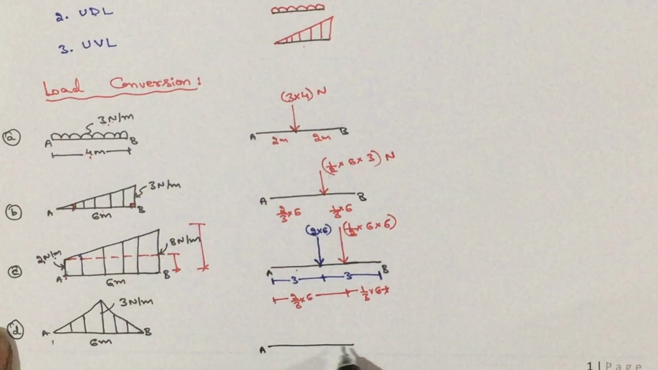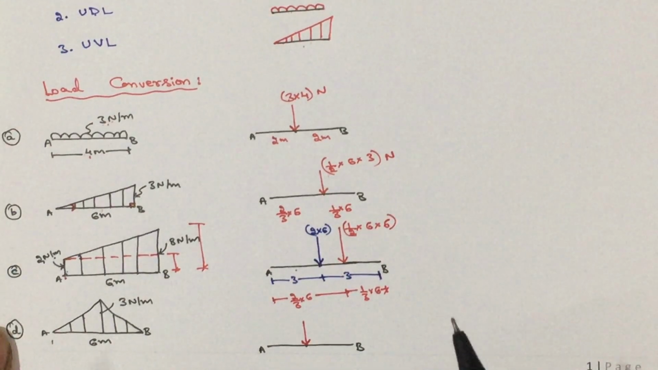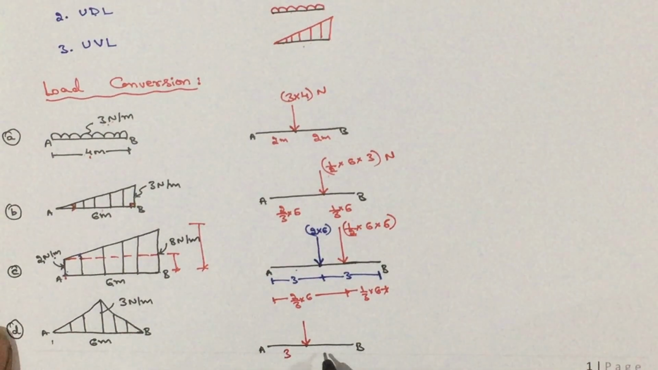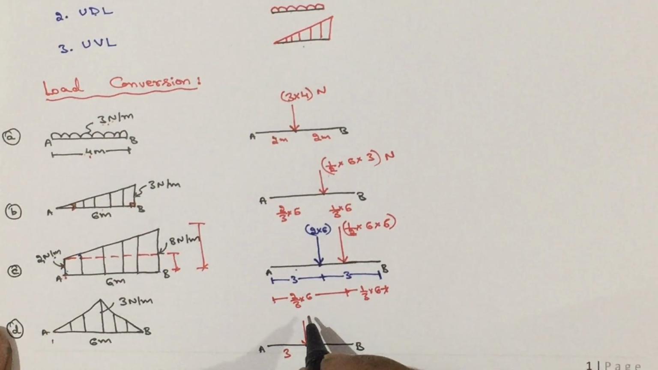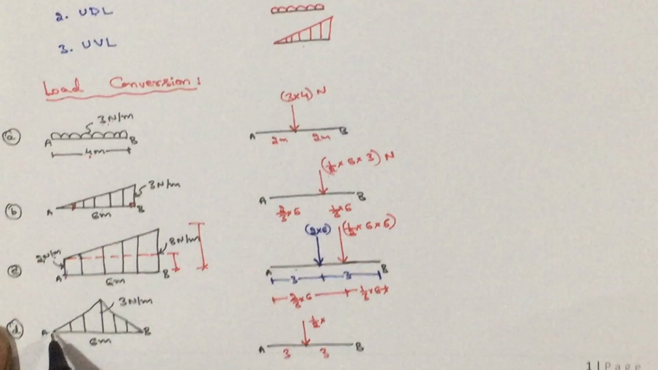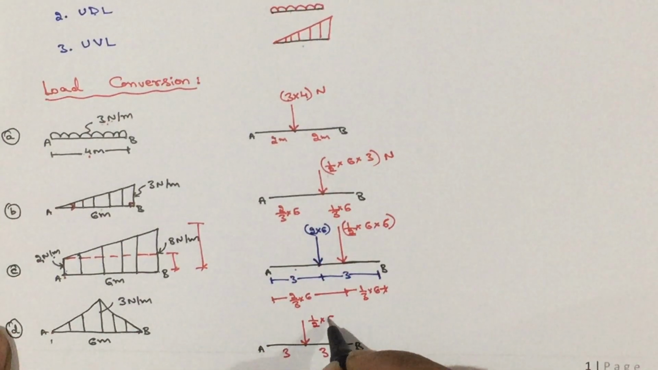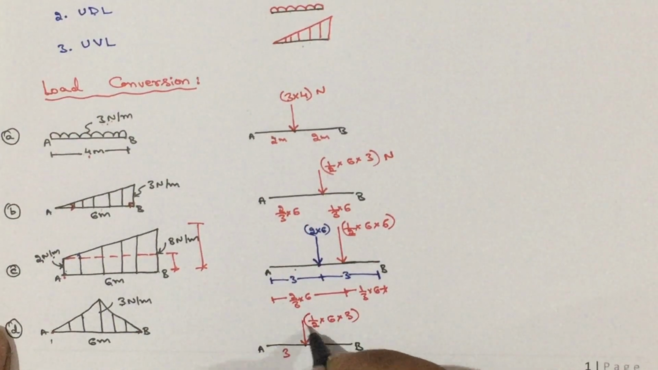just write the line AB. Then since it is an equilateral triangle or isosceles triangle, where it is going to act means it will act exactly at the center, that is nothing but this side 3 meter, this side 3 meter. How much it will act means, area of the total triangle, half into base into height, half into, here the base is total length, that is 6, into height, that is 3 newtons.